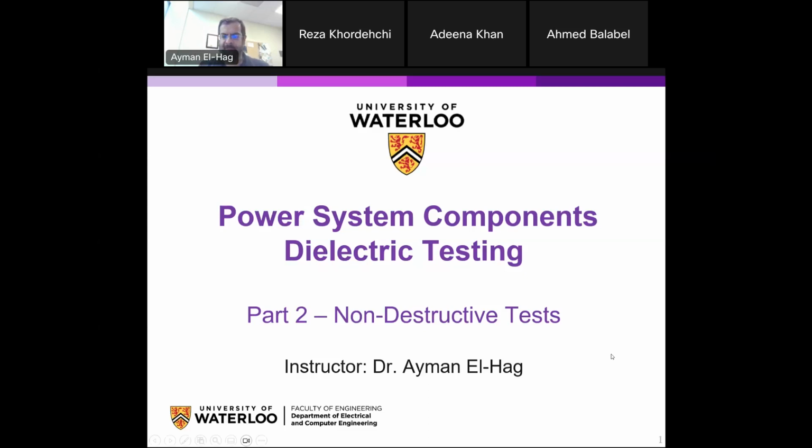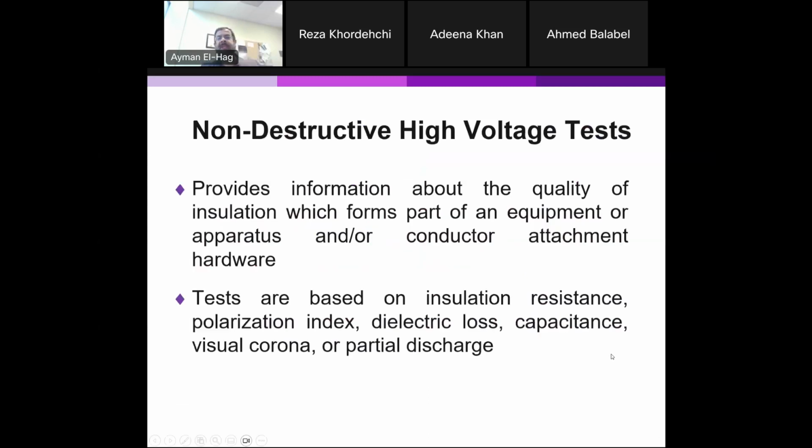Okay, good. So non-destructive test. What is a non-destructive test and how is it different from the destructive test? The destructive tests that we mentioned, either overvoltage test or impulse tests, either switching or lightning tests, are pass and fail tests, meaning that the outcome is that the asset has passed the test or has failed the test. That's it.